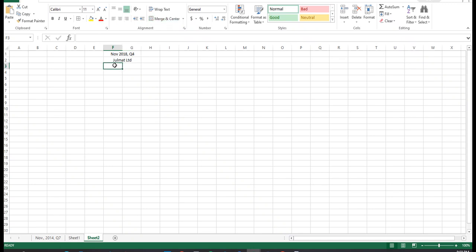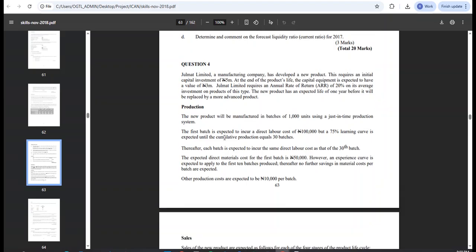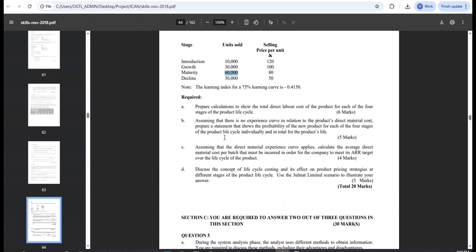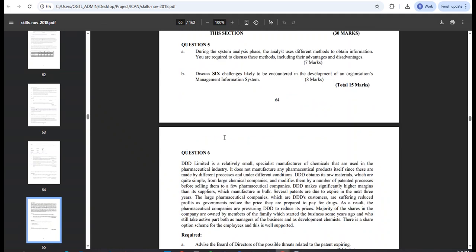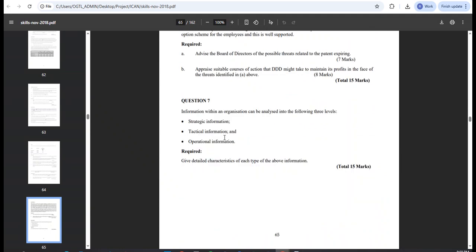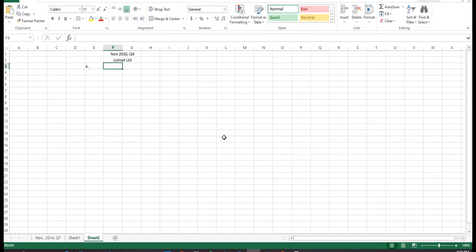Now, Jumat Limited. What is our cost? The question is saying, what is our cost for the whole production stages, the whole life cycle stages, right? Total cost. Total direct labor cost.